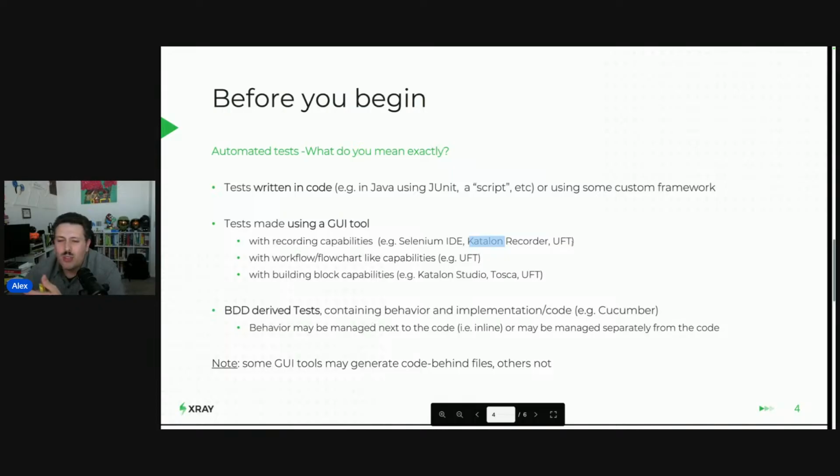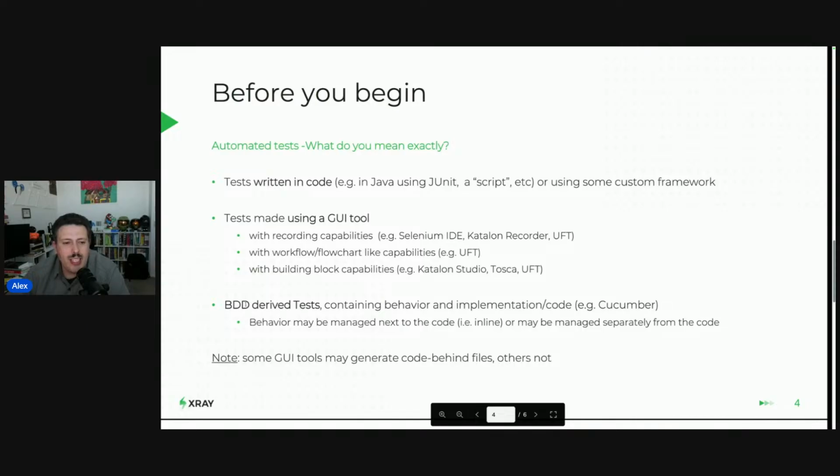In the chat, folks, which of these tools have you used for your automated testing? Let me know. I'm curious. As you can see, Xray is going to be able to support quite a variety of these different tools, with workflow chart-like capabilities such as UFT, and with building block capabilities like Katalon Studio, Tosca, and UFT.